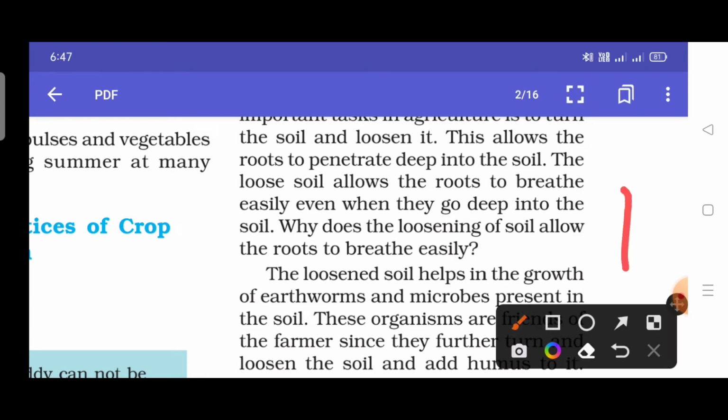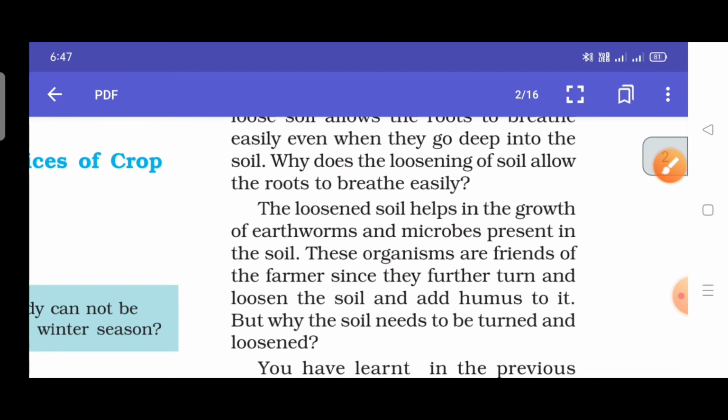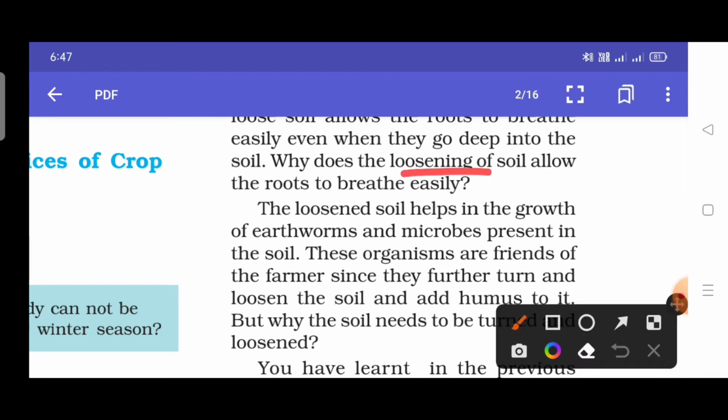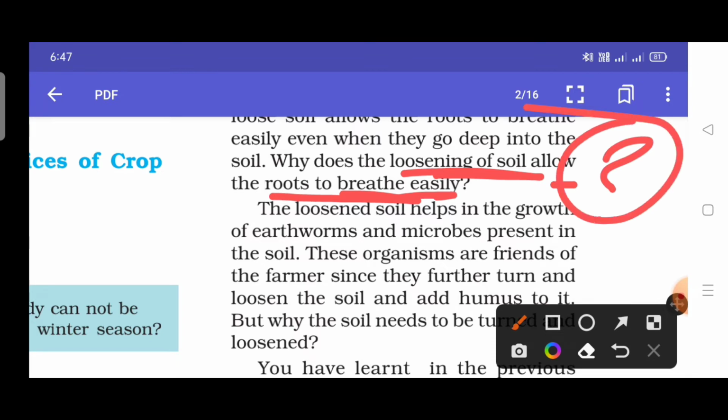So, what is the question over here? That loosening of the soil allows the roots to breathe very easily. Why? So the answer is the loosened soil helps in the growth of the earthworms and the microbes which are present in the soil. So loosened soil क्या हेल्प करेगी? आपकी जो सोइल के अंदर अर्थवॉर्म और माइक्रोब्स प्रेजेंट होते हैं उनको ग्रो करने में हेल्प करेगी.